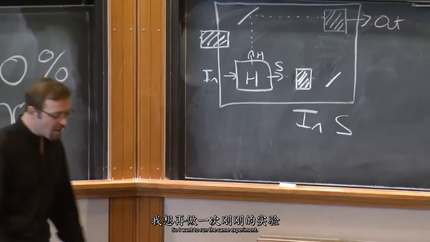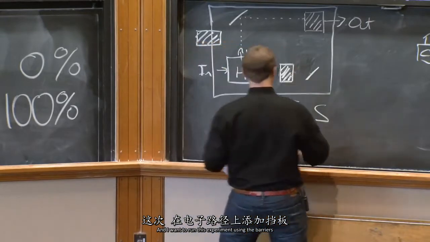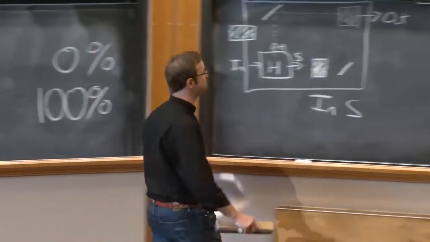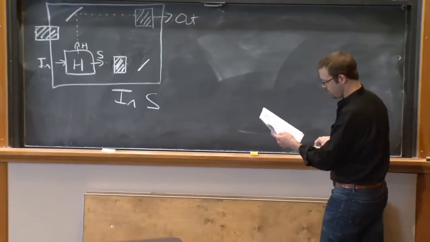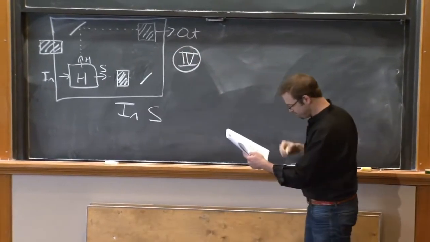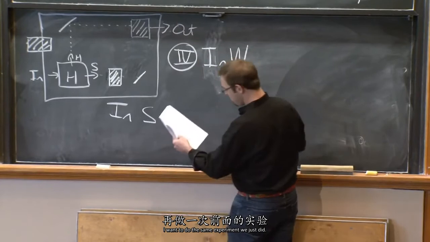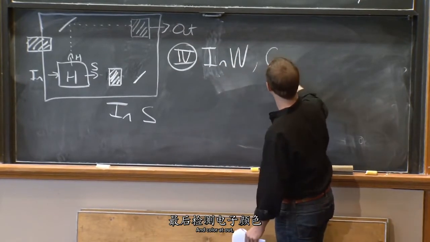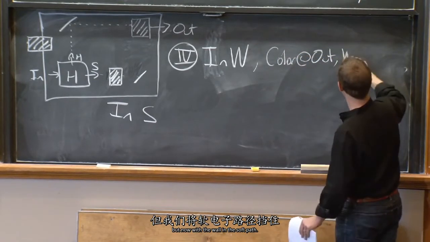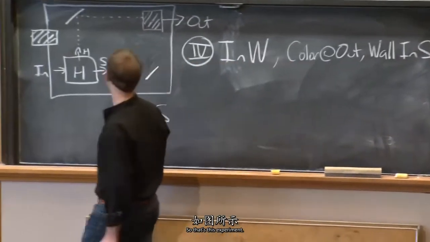Cool? So I want to run the same experiment, using the barriers to tease out how the electrons transit through our apparatus. OK, so experiment 4. Let's send in a white electron again. I want to do the same experiment we just did and color it out, but now with the wall in the soft path.